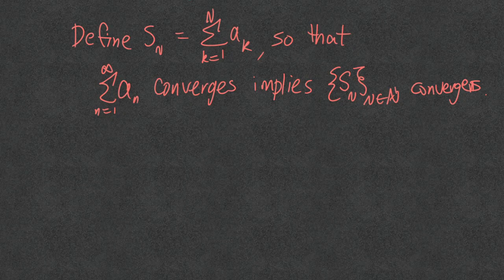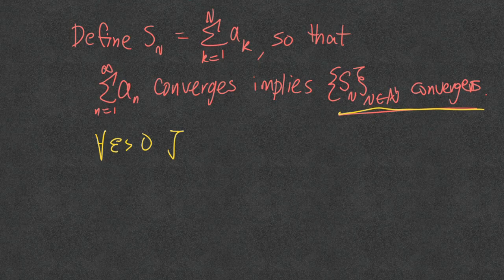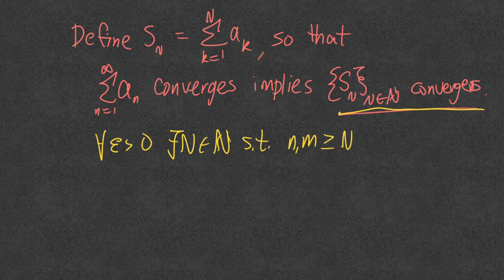Okay, so what does the Cauchy criterion say about the sequence? Well, the Cauchy criterion would say that this happens if and only if, for every epsilon positive, there exists some threshold capital N in the natural numbers such that for any two natural numbers n and m exceeding capital N, we have that the absolute value of the difference between S sub n and S sub m is less than epsilon.